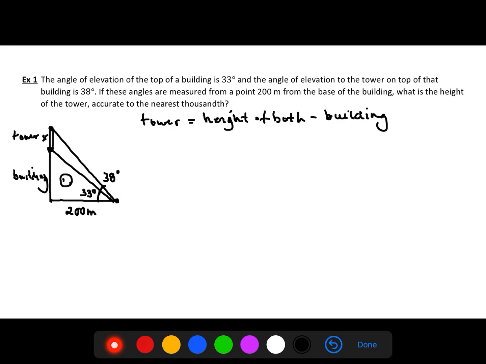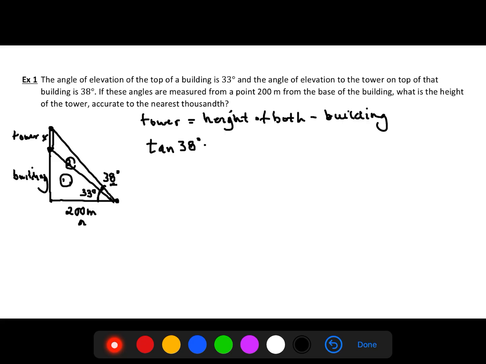So we're going to use both of our triangles here. We have a smaller one in here, and we have a bigger one, the entire triangle, the big triangle. So first of all, we are going to find our big triangle with the tower. So we have our 38 degrees. We know that from our angles over here, we're working with opposite, and we have our adjacent.